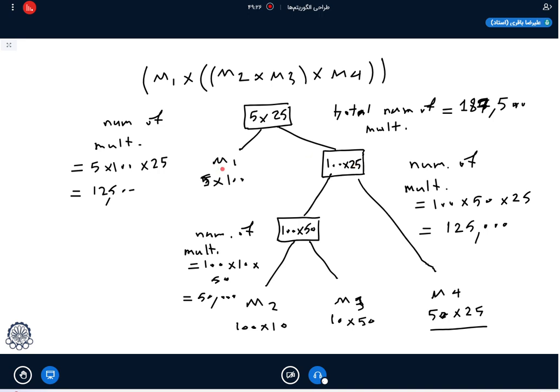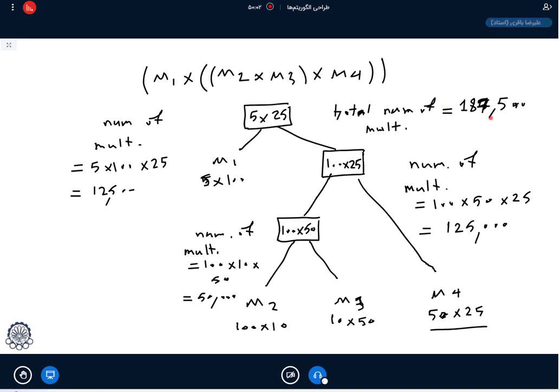Then we multiply M1 to this one. M1 has 5 rows and 100 columns. The number of multiplications will be 5 multiplied by 100 multiplied by 25. And the number of multiplications here will be 12,500. So the total number of multiplications is summing up these three.